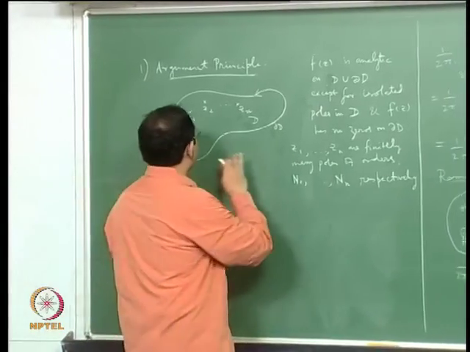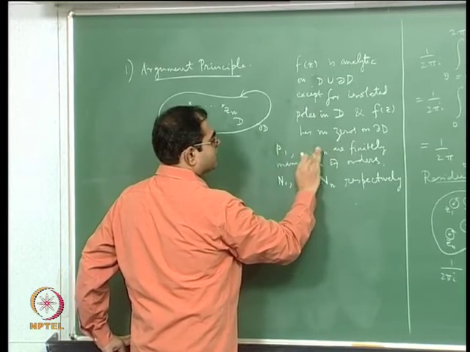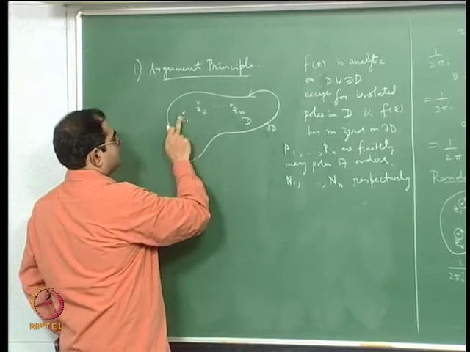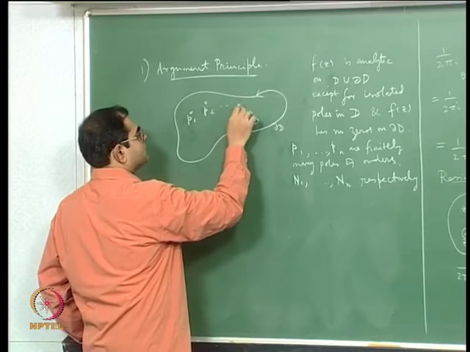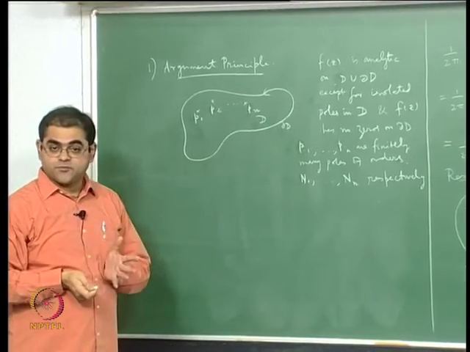And so these are the poles. Maybe it's a good idea to let p1 to pn be the poles. And then of course similarly there are only finitely many zeros.